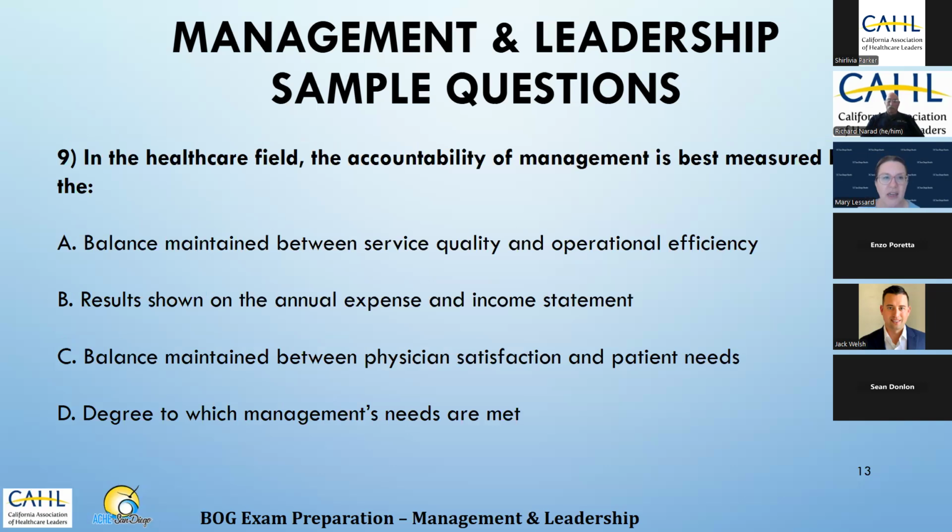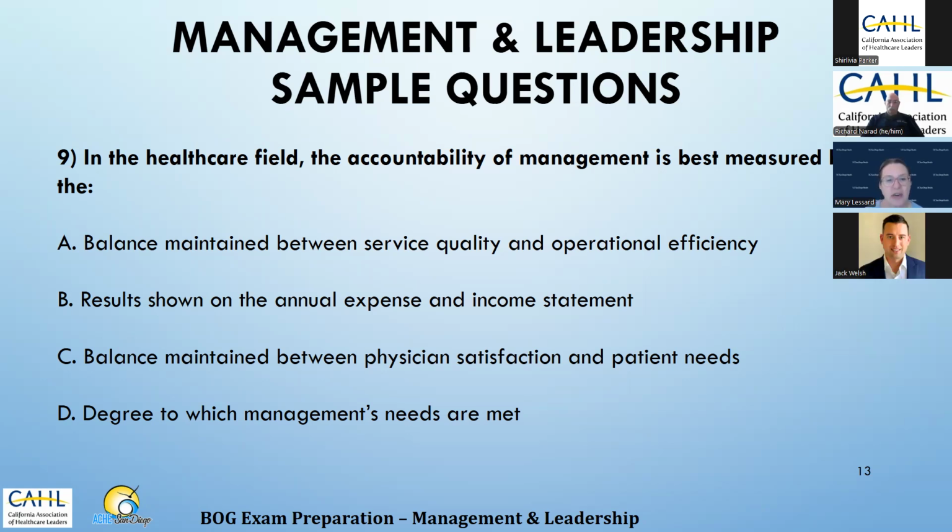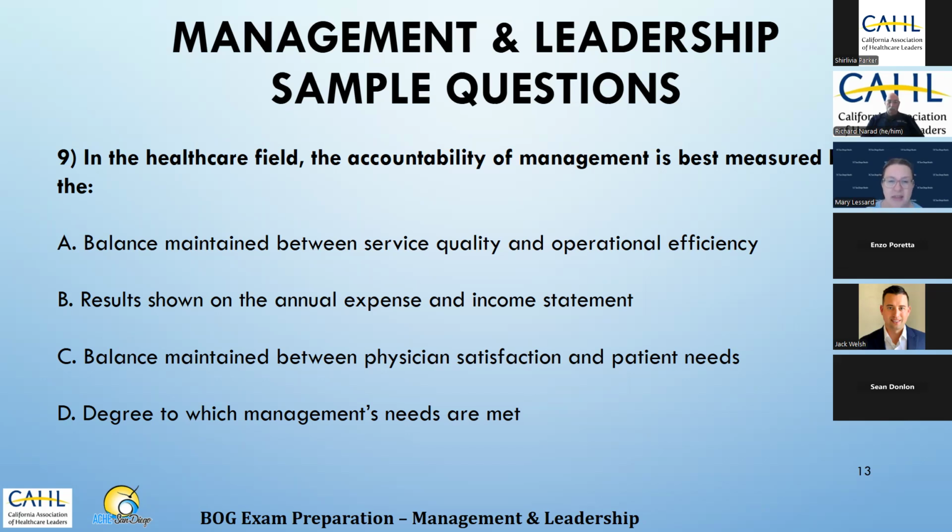Okay, 9. I'm looking at time here. In the healthcare field, the accountability of management is best measured by. So we're looking at holding management accountable, basically. A, balance maintained between service quality and operational efficiency. B, results shown on the annual expense and income statement. C, balance maintained between physician satisfaction and patient needs. And D, degree to which management's needs are met.